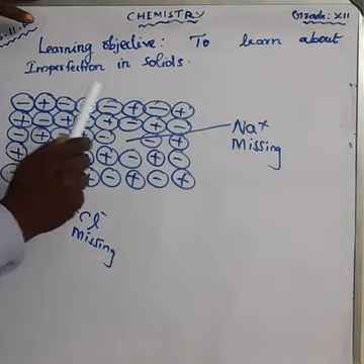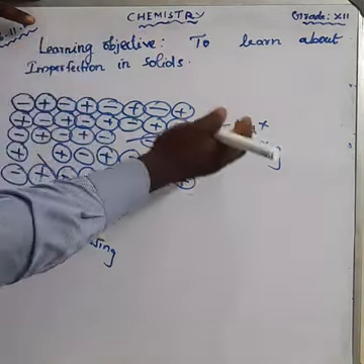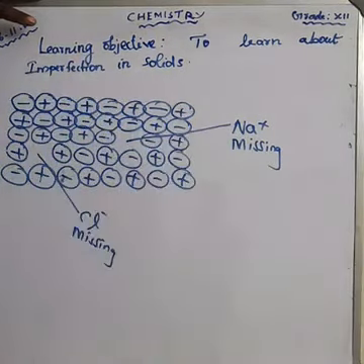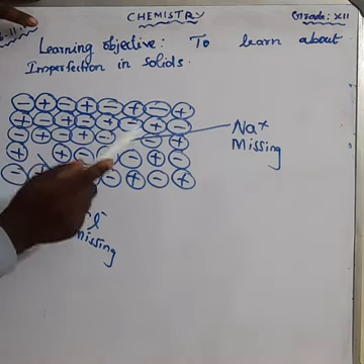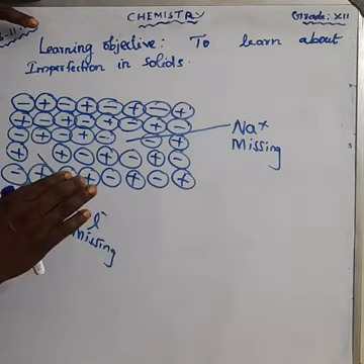It is not only one positive missing, and not only one negative missing. One positive and one negative are missing: one cation and one anion. Do you understand? So this effect does not change the stoichiometry of the crystal. Stoichiometry means balanced. Am I right?